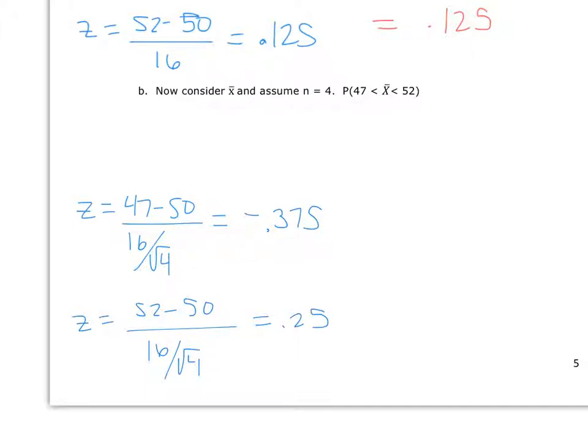So this probability then is the probability that z is between negative 0.375 and a positive 0.25. So using our online tool, we're going to get 0.5987 minus 0.3538. So probability of 0.2449.